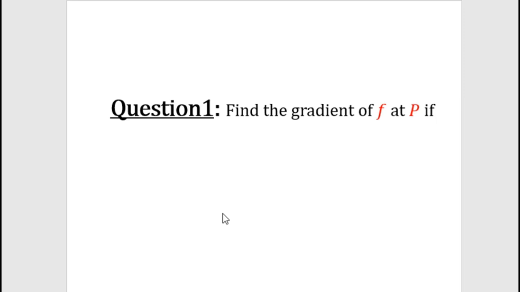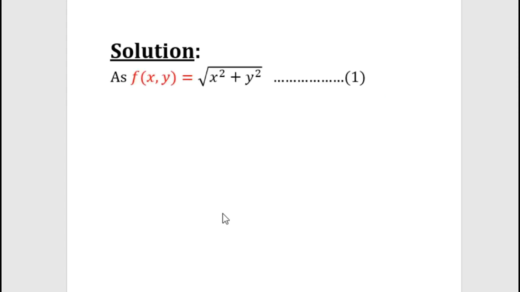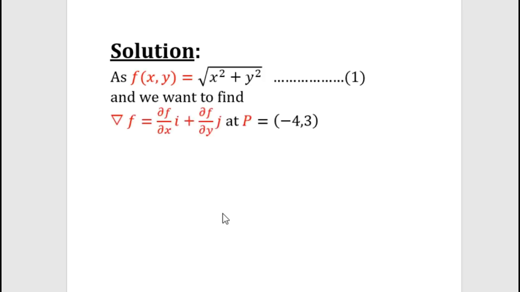Question number 1. Find the gradient of f at p if f(x,y) is equal to the square root of x squared plus y squared, and p is equal to (-4, 3). As f(x,y) is equal to the square root of x squared plus y squared and we want to find the gradient of f, which is equal to partial f by partial x i plus partial f by partial y j at p, which is equal to (-4, 3).